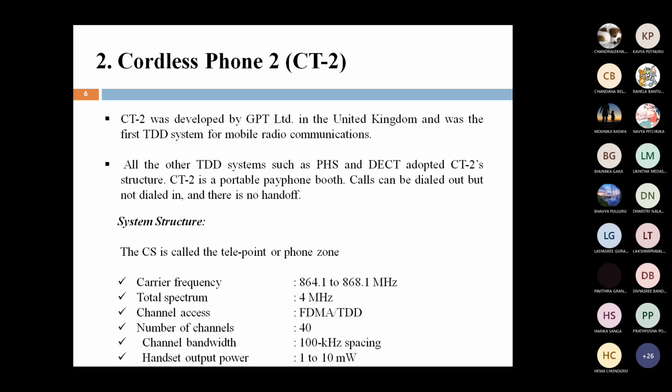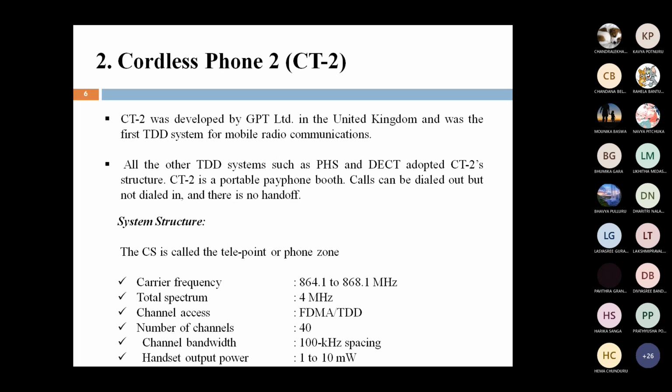The next system is Cordless Telephone 2, that is CT2. This is the second generation of the landline telephone, developed by GPT Limited in the UK. CT2 also uses the TDD system. All the TDD systems such as PHS and DECT have CT2 as their basis. CT2 is nothing but an advanced version of the landline telephone.